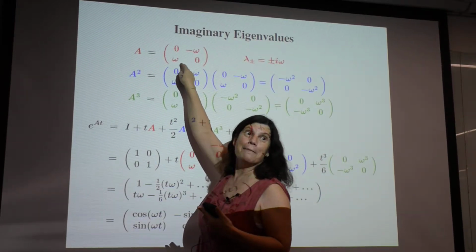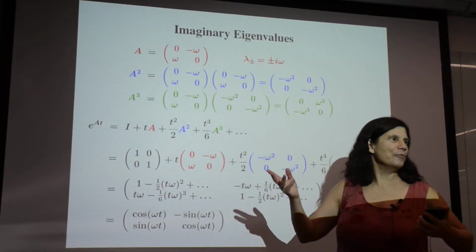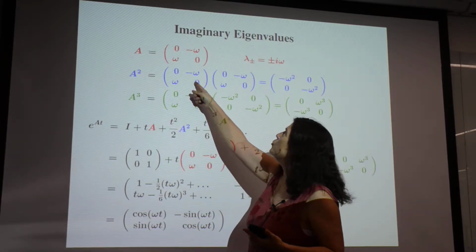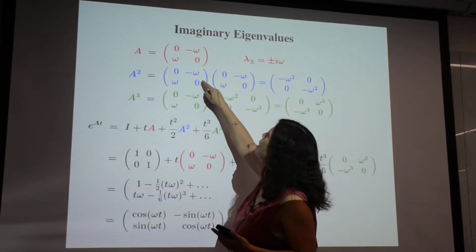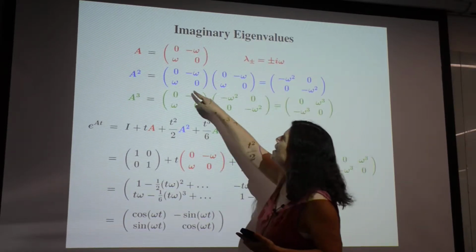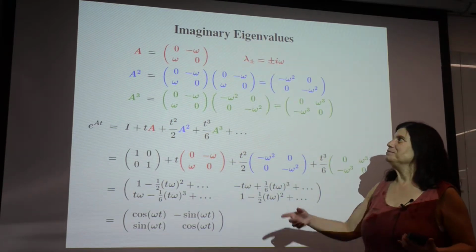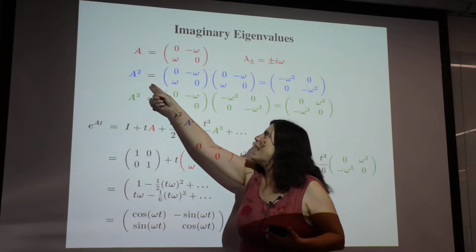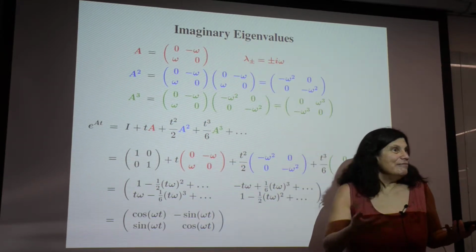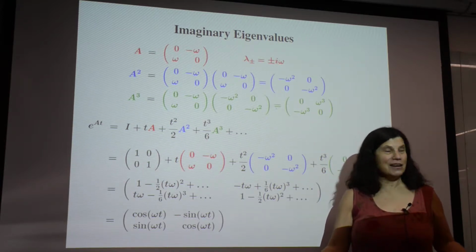This is a matrix with an imaginary eigenvalue. I like to think of things in real terms, so I'm not writing i omega, I'm writing this. And what does A squared look like? Well, you can just do this. 0 times 0 plus minus omega times omega gives you minus omega squared. And then you can see the product of this. Look how well this works. A squared is real and negative, as it ought to be. That is to say, when you take i and you square it, you get something real and negative.